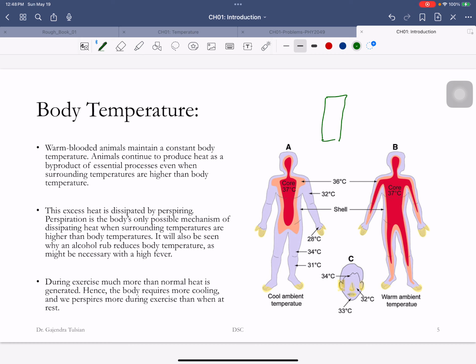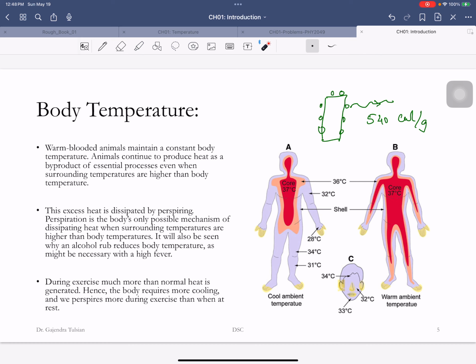What happens then is, the only way to lose heat is through perspiration. You sweat, and what you hope is, when your sweat evaporates, for every gram of sweat that evaporates, this evaporating sweat takes away 540 calories of heat per gram. So when the outside temperature is hotter than your body core temperature, the only way to lose heat is through perspiration and when the sweat evaporates. We'll learn all of that in chapter 5.